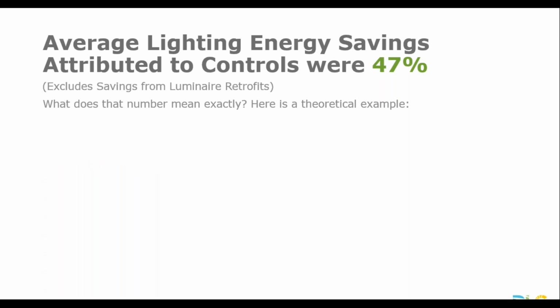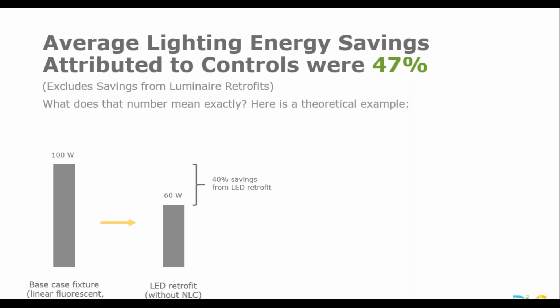So moving on to our findings, actually what we found. As Levin mentioned, the average savings were 47%, but I want to pause here to discuss what that number means exactly. Let's go through a theoretical example to clarify a little bit. Let's say we were starting off with a base case fixture that's 100 watts. It could be a linear fluorescent, metal halide.